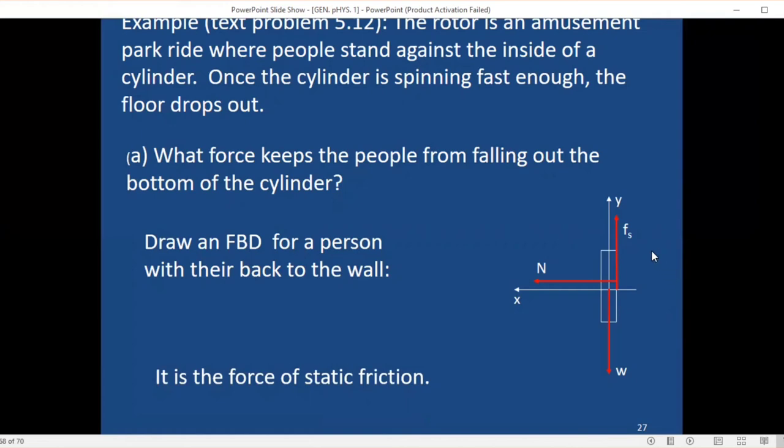So, what force keeps the people from falling out of the bottom of the cylinder? Ang tawag po sa force yun is static friction. Okay?